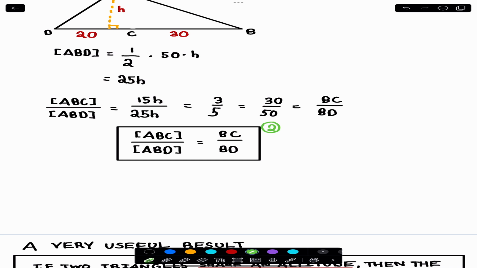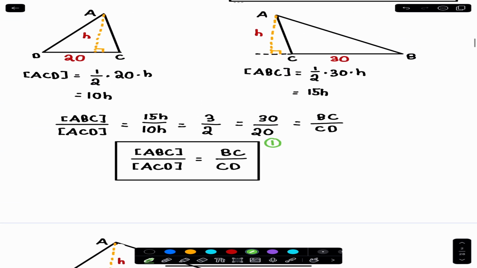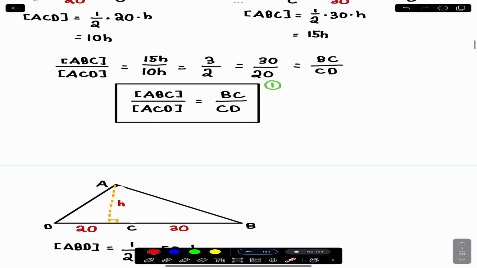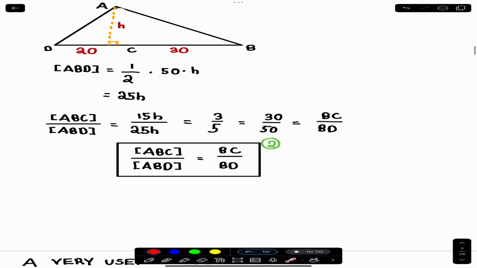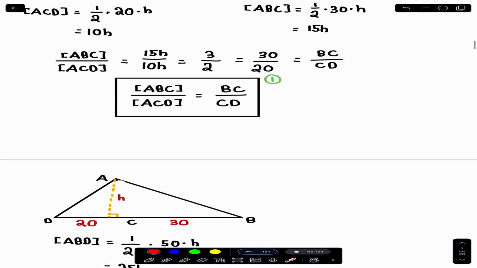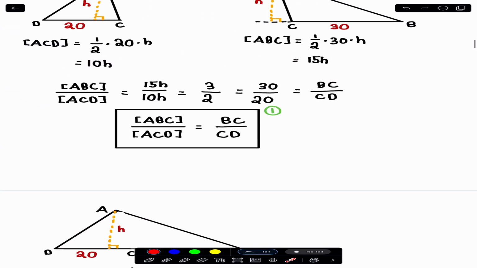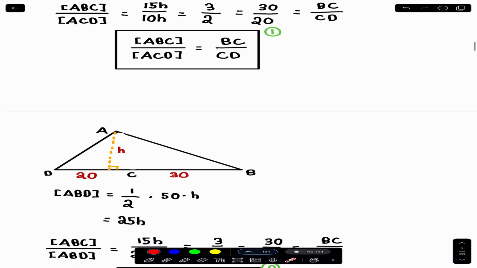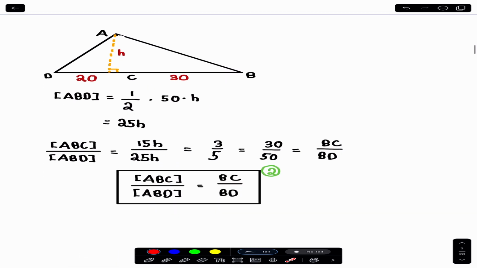So after these two examples, we found that the ratio of the area of triangle ABC to the area of triangle ACD is BC over CD. And we also found that the ratio of the area of triangle ABC to the area of triangle ABD is BC over BD. This is very, very exciting for me. I don't know about you. Perhaps you don't see it yet, but it'll all be clear on the next page because what we found is very important. So let's go to the next page.